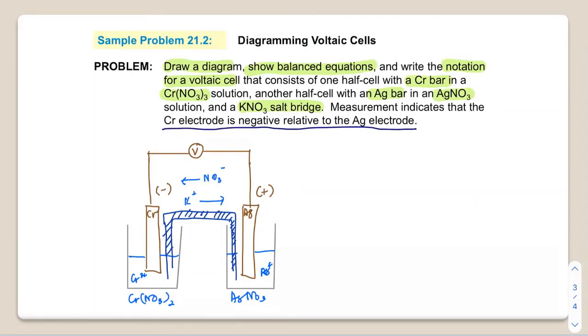And since the chromium half cell, the Cr half cell, is the negative terminal, it is an anode. So anode is a source of the electron. So the electron is moving from the chromium electrode towards the silver electrode. So we have to show it by using this arrow and label electron there. So this is our Voltaic cell. So this side is the anode side, and this is the cathode side.